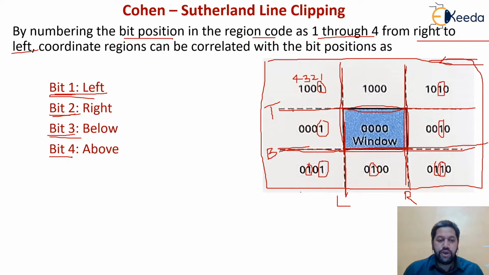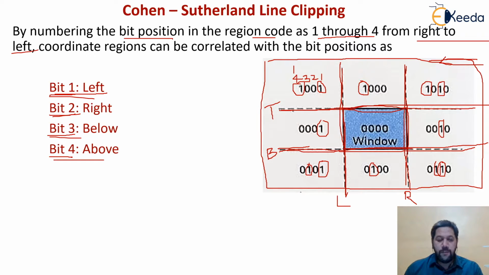Okay, similarly bit 4 is above. Above means it is top, so this is my top edge of the window, and you can find that anything above this top edge, the fourth bit is set. So this is 1, this bit is also set to 1. So this is nothing but, whatever we have just seen, called the nine region endpoint code, and it shows how we are going to set these bits.